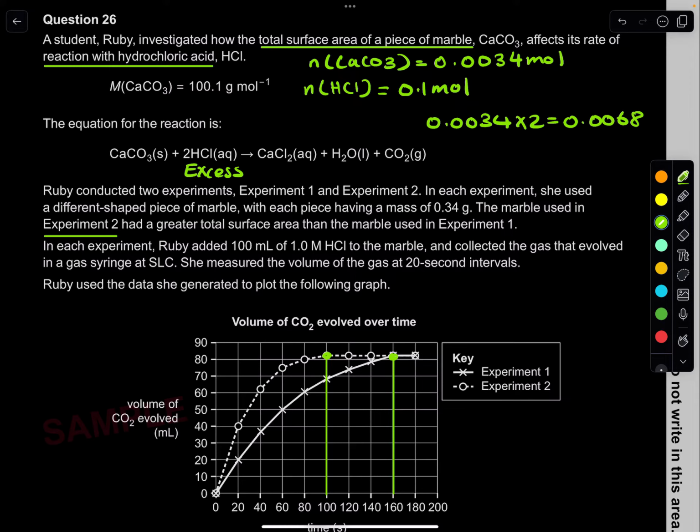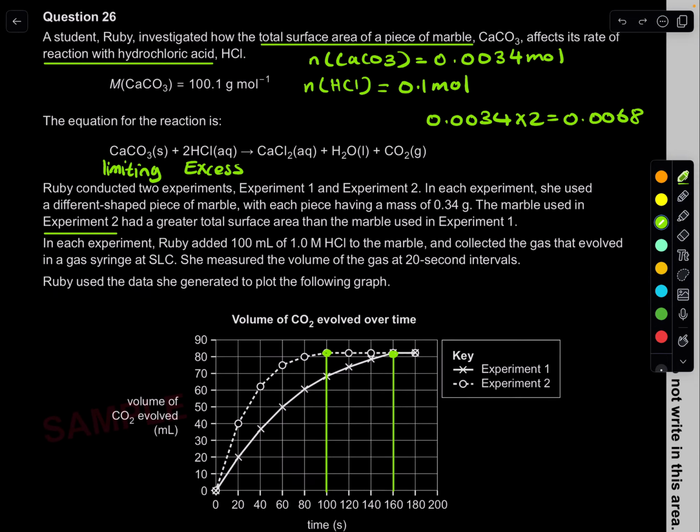And this one here must be our limiting reagent. This lets me know that your CaCO3, your marble, will be used all up, but your hydrochloric acid will be left, some will be left behind. So yeah, they're not all used up after all.